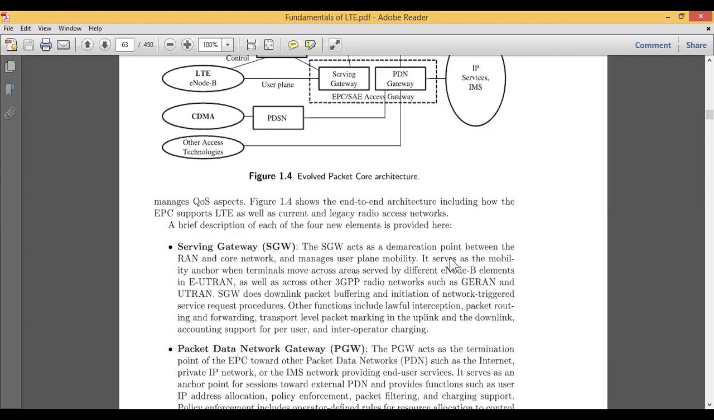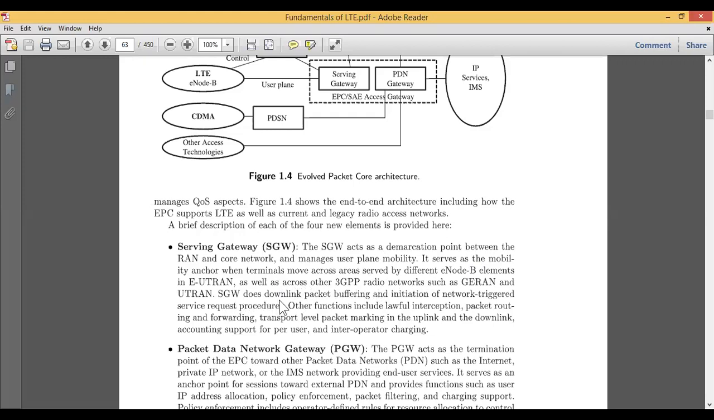It serves as the mobility anchor when the terminal moves across areas served by different eNode Bs, because your mobile will not stick at one point, right? It has to move from one point to another point, so that is called mobility. That is why we call it mobile, because it is portable from one point to another point. So this serving gateway will have complete control over the mobility of our devices, either in the radio access network or in the core network.